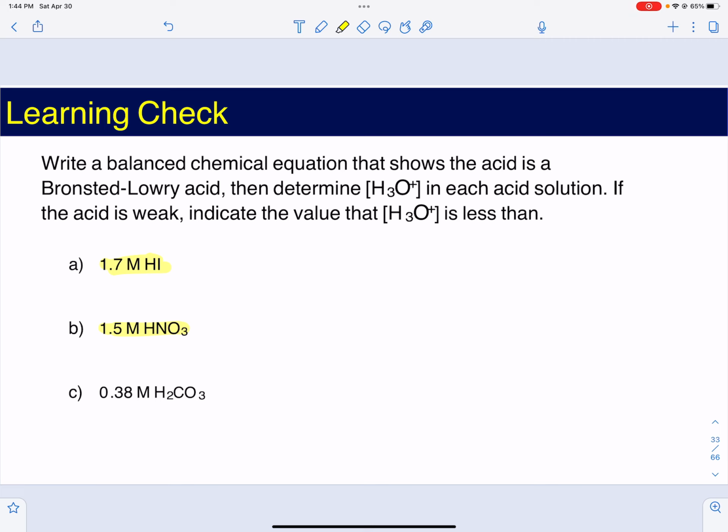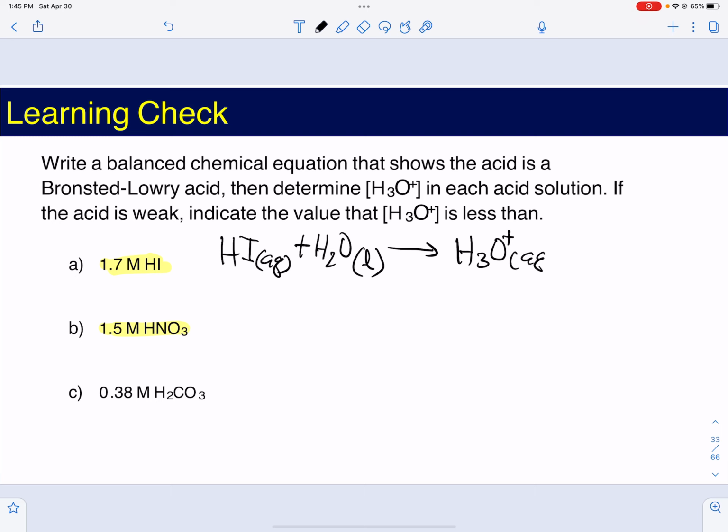Now let's write the equation for the Bronsted-Lowry acid, which is aqueous, reacting with water, doing what acids do, that is donate a proton to the water, producing hydronium and the conjugate base. And make sure you keep track of those charges. And it's already balanced. So the question is, determine the molarity of the hydronium.